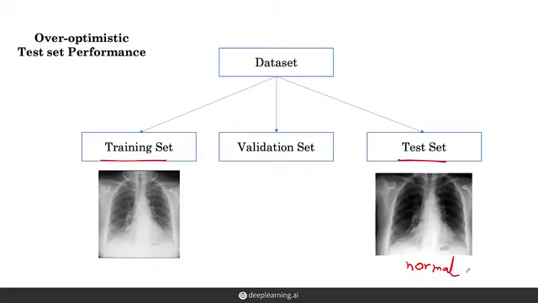The problem is that it's possible that the model actually memorized to output normal when it saw the patient with a necklace on. This is not hypothetical. Deep learning models can unintentionally memorize training data, and the model could memorize rare or unique training data aspects of the patient, such as the necklace, which could help it get the right answer when testing on the same patient. This would lead to an overly optimistic test set performance where we would think that our model is better than it actually is.